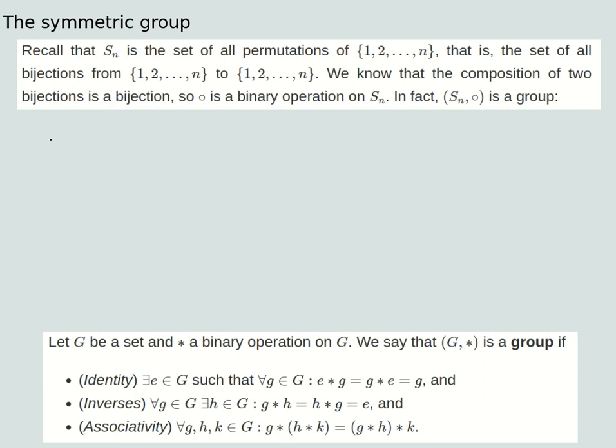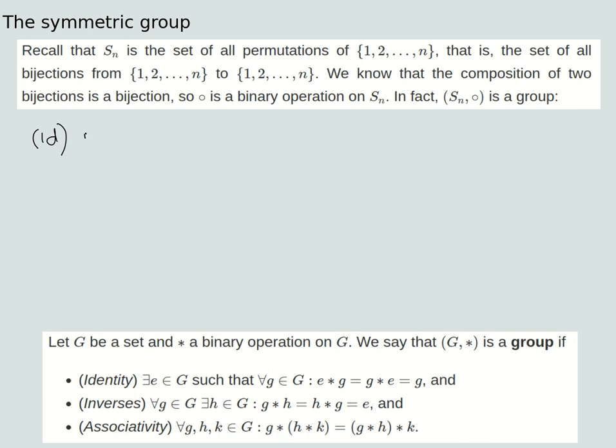We have those three group axioms at the bottom of the page here. Let's check them one by one. So the first axiom, the identity axiom, ID for short. Well, I have to produce a permutation which satisfies the property that when you compose it on either side with any other permutation, you don't change that permutation. But there is a permutation which does that, namely the identity permutation.